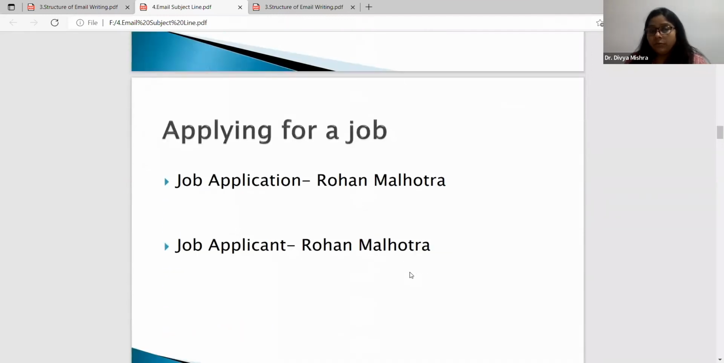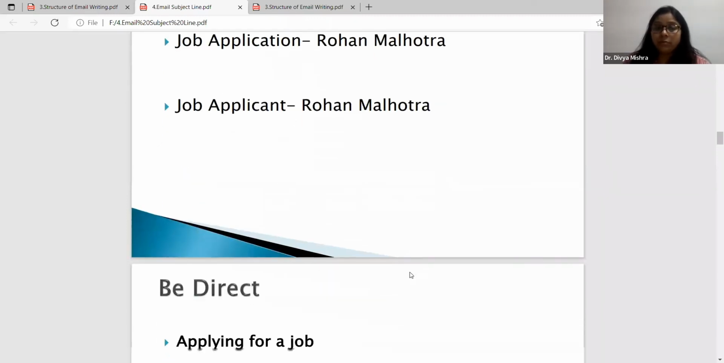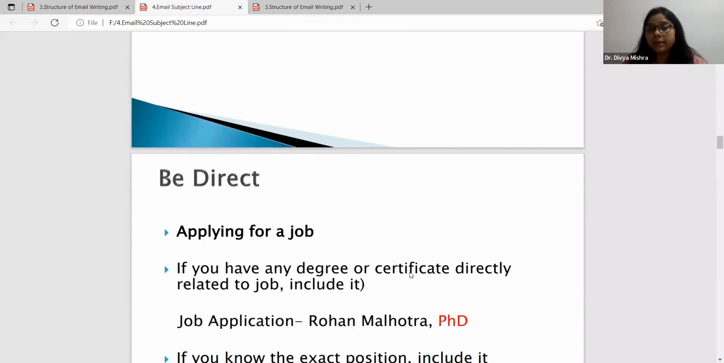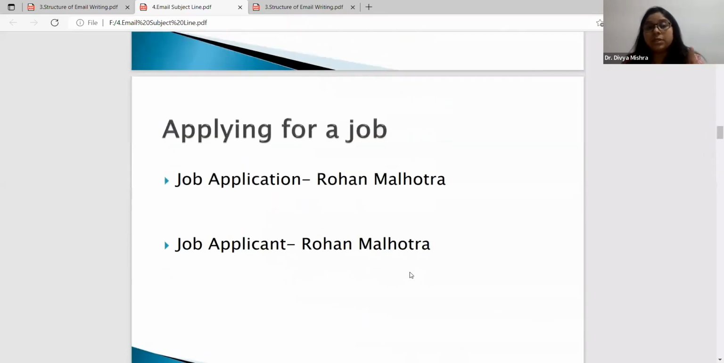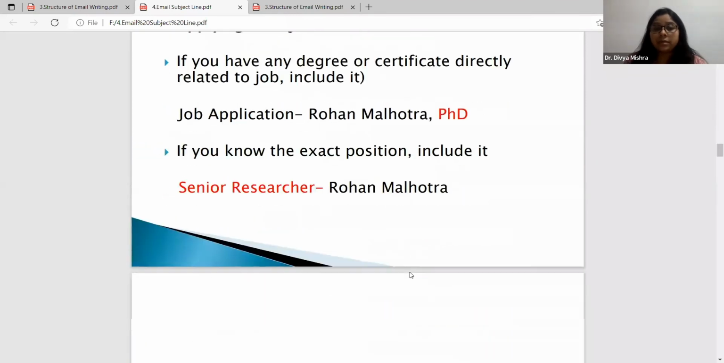If you are applying for a job, what could be the appropriate subject line? Job application, Rohan Malhotra, job applicant, Rohan Malhotra. And if you want to make it more precise, you can also write position for which you are applying. Okay, so that will be more precise. Like you need to be direct. This is brief, this is clear, but this is not direct. You need to direct it. Okay.